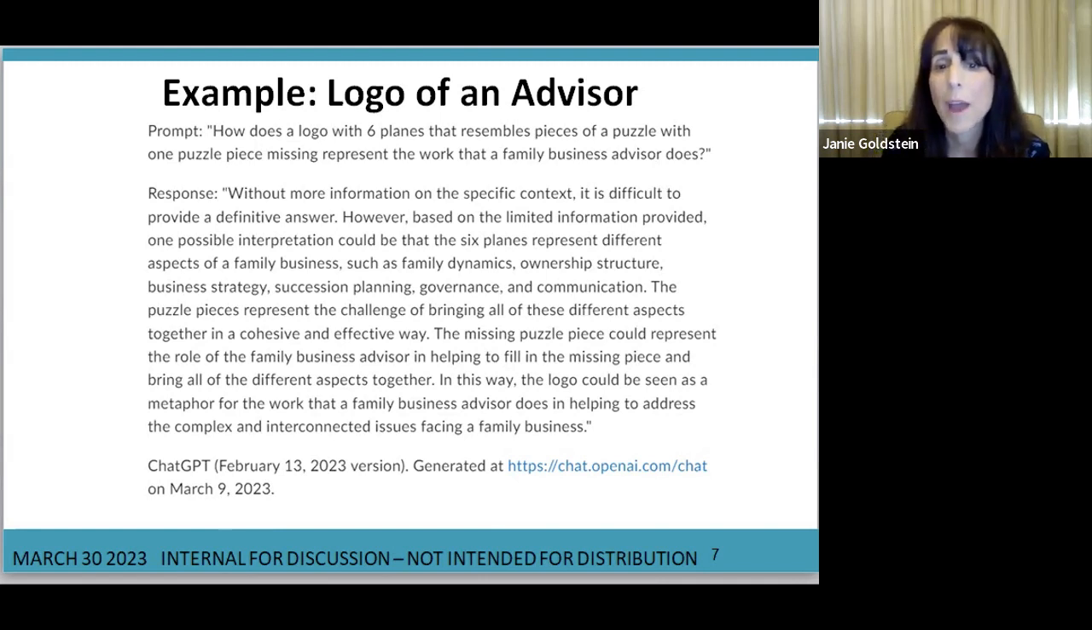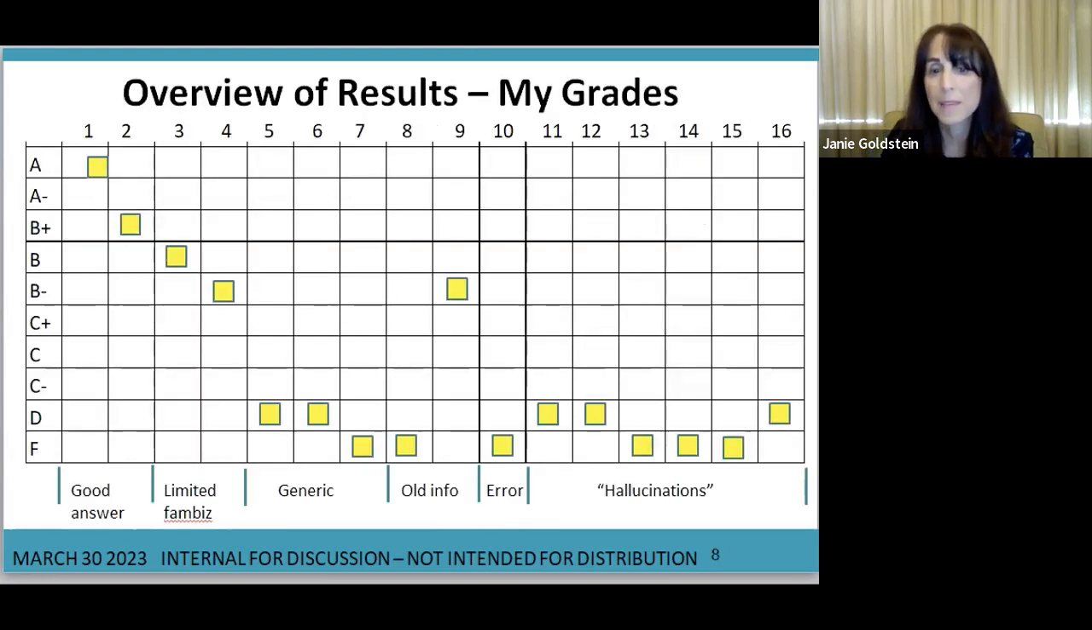This is an example where I asked ChatGPT to comment on it, and it did a really good job, so much so that I sent this explanation to the specific family business advisor, and he loved it. So because, as I said, I was looking for examples where I thought ChatGPT did not do a great job, it won't surprise you that the grades that I gave were pretty low for many of the responses.